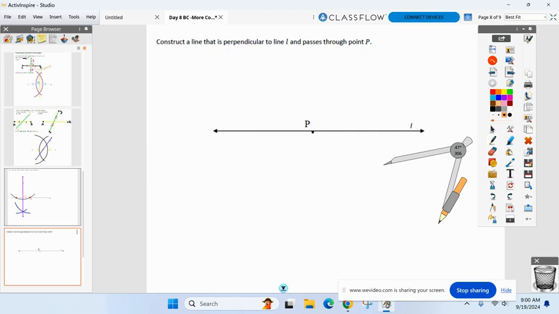Put your compass point on P. And now, unlike the last one, you get a little bit more creativity. You could do a frown instead, or you could do a smile, whatever you want to do, but it has to intersect in two spots. Mark those points of intersection for me, and then do two more arcs from those points.